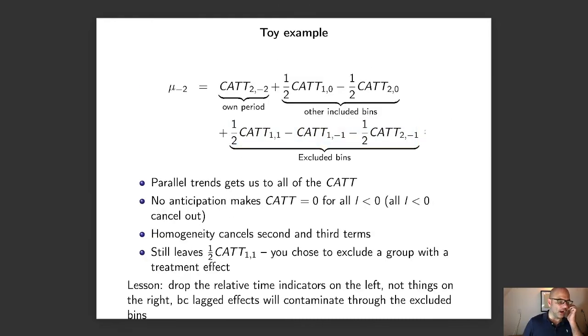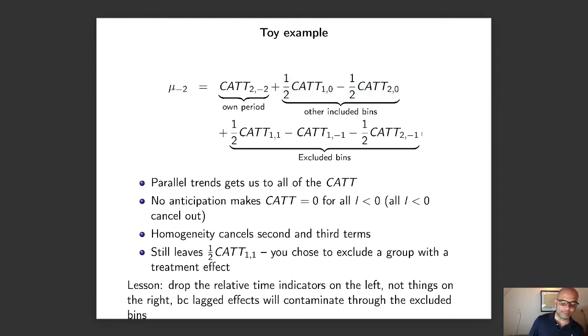So the only way that these will drop out is if we have no anticipation. No anticipation will cause those to disappear, because CATT will be equal to 0 for the pre-treatment period. So no anticipation always eliminates the pre-treatment CATTs.